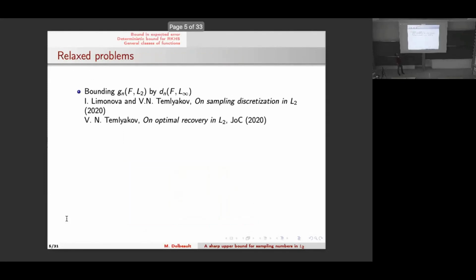There are different ways to solve it. Here, the problem was that I was in L2, and in L infinity, for instance, point evaluations are continuous, so the problem disappears. And that's one option. I will look at Kolmogorov widths with respect to the L infinity norm. That's possible, and it gives some positive results from Limonova and Temlyakov on the sampling numbers in L2.